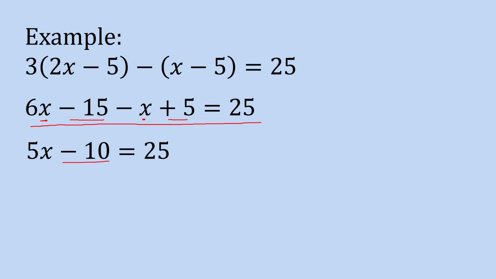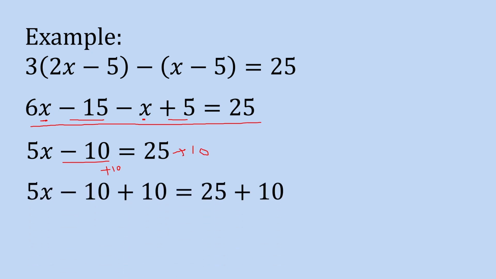So here minus 10, so we will add plus 10 on both sides. Plus 10 here and plus 10 this side. So the equation will be 5x minus 10 plus 10 is equal to 25 plus 10. Here 10 is minus, here 10 is plus, so we can cancel both. So finally 5x is 35.